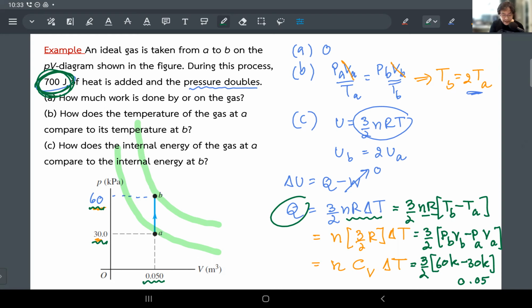But actually, if you don't know this 700 joules, you should be able to calculate the amount of heat flow using the calculation in the bottom right corner. That will allow you to calculate the Q using the values from the PV diagram. Okay, you guys with me? Thank you. Somebody worked out the number for me. It's 30,000 times 0.05 times 3, which is 2250. That's supposed to be the heat during this process, guys.